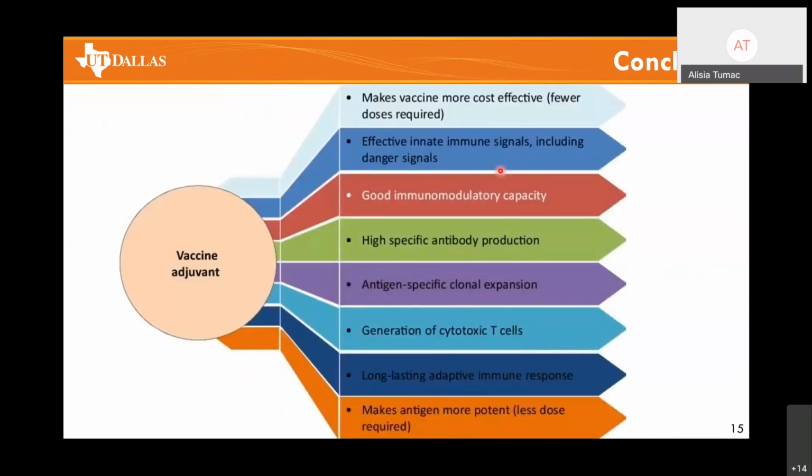So in conclusion, I talked about tumorigenesis, and I talked about immunotherapy, what it is, what it does, and different kinds. I want to conclude by saying that adjuvants are preferred in cancer immunotherapy due to their cost effectiveness, effective innate immune signaling, good immunomodulatory capacity, high specific antibody production, and antigen-specific clonal expansion, along with cytotoxic cell formation, contributing to a long-lasting adaptive immune response. It's also helpful in lowering the cost of antigen production by making the antigen more potent while using less of the antigen dose.